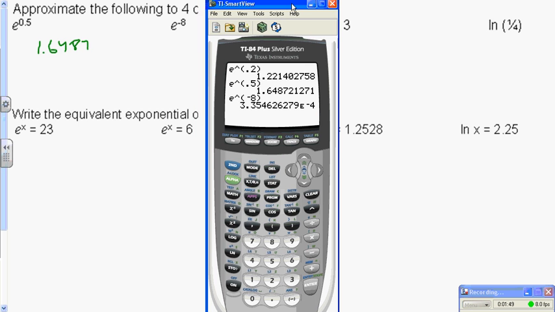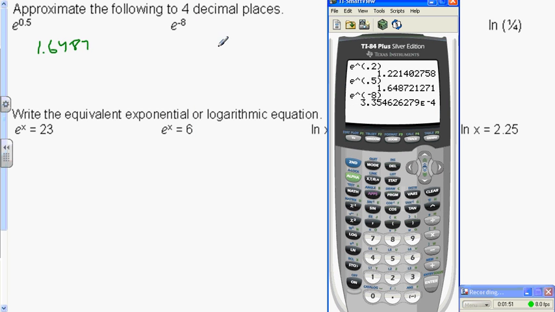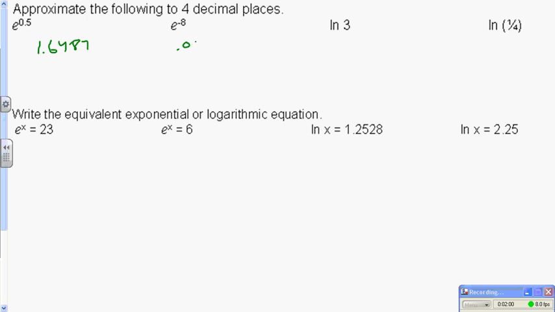Now this is a scientific notation number. It's smaller than it looks. It's e to the negative 4, so that means 4 decimal places to the left is the actual number. So 0.0003.